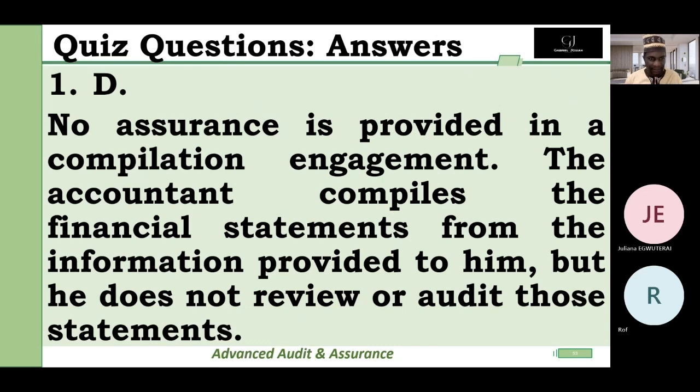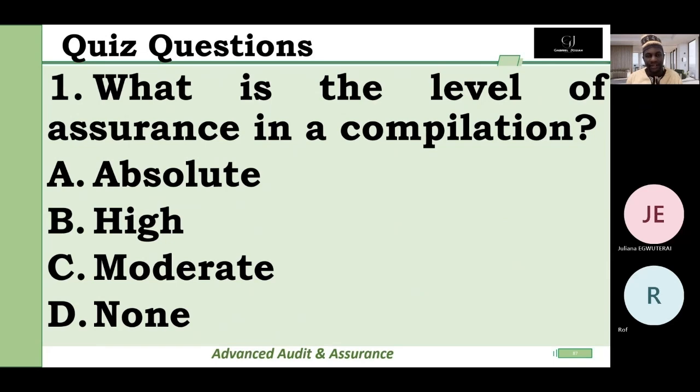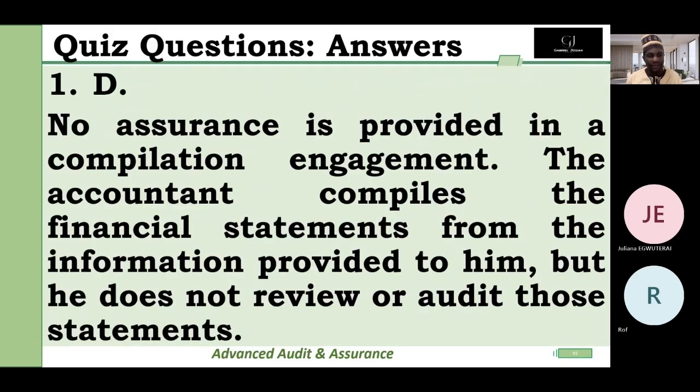Number 1, D. Both of them have gotten it. Let me even go back to the question and see. What is the level of assurance in a compilation? None. Wow. We're so sharp on that. No assurance is provided in a compilation engagement. The accountant compiles the financial statements from the information provided to him, but he does not review or audit those statements.